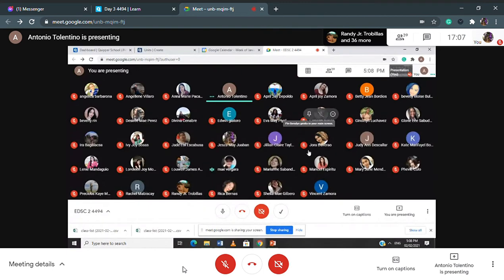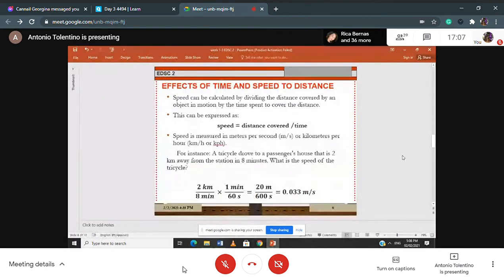Okay, go back to example number 1. Do you see this 1 minute over 60 seconds? That's the conversion. We convert minutes into seconds because we cannot have an answer in meter per minute. The answer should be meter per second. So the bottom should be seconds, but the problem has minutes at the bottom. So we are going to convert minutes into seconds.